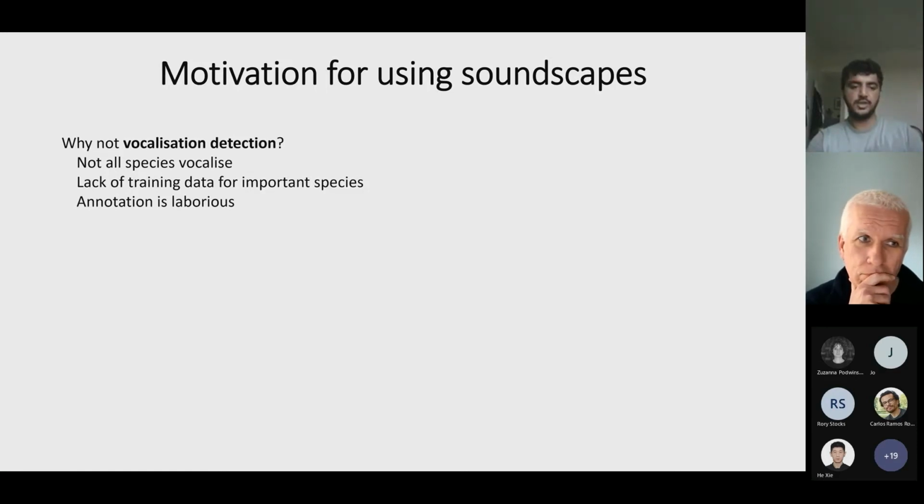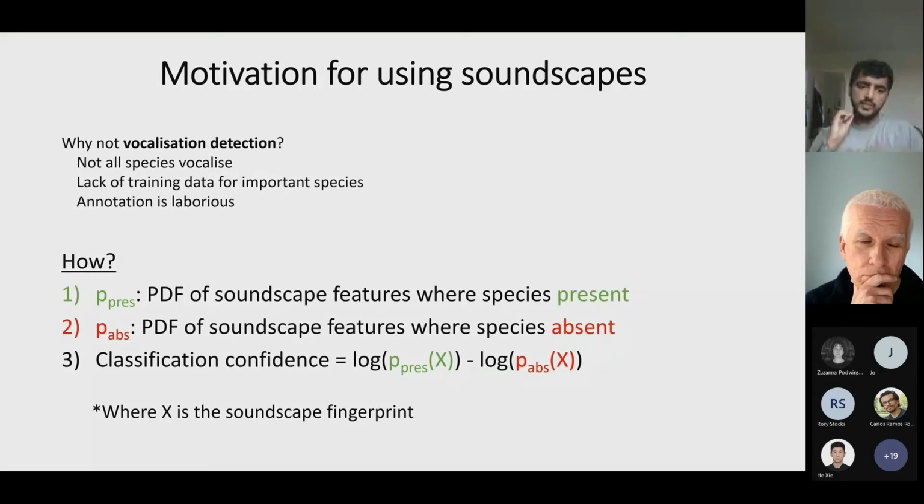So how do we do it? Similar to the anomaly detection approach, we took all the audio where we knew a species was present. Again, this is on quite a coarse scale, so 20-minute clips of audio we're talking about, rather than 5 seconds of a species vocalizing. We're not looking at species vocalizations. So we build a Gaussian mixture model that gives us a PDF of the soundscape features where the species is present. And then similarly, we do that with species absent.